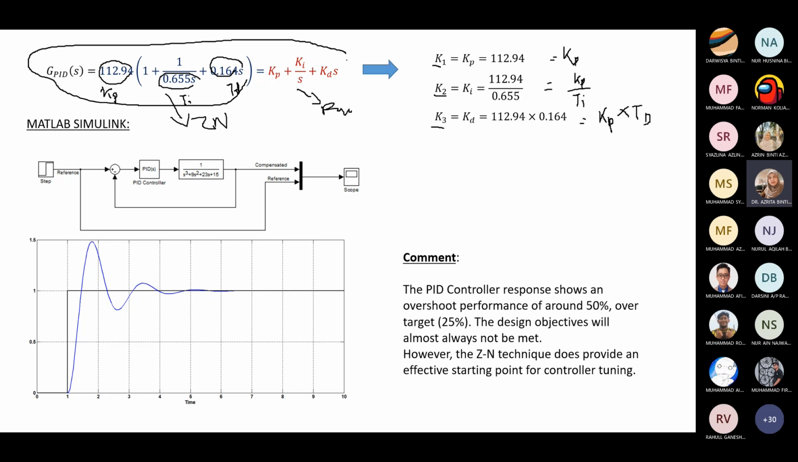And then when you simulate the PID controller that is already designed using the Ziegler-Nichols method, you will obtain the output response like this. Okay, so from here, we can observe that the percentage of overshoot that we obtain here is 15%.